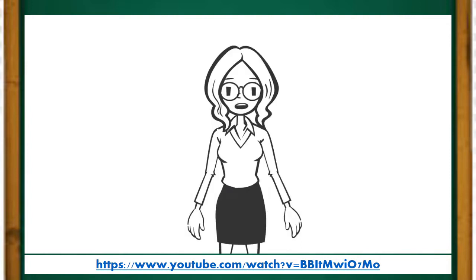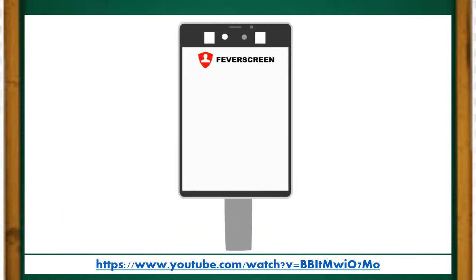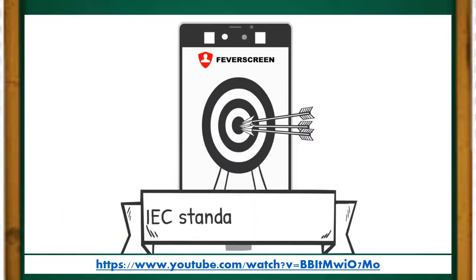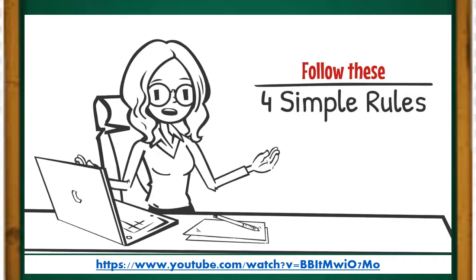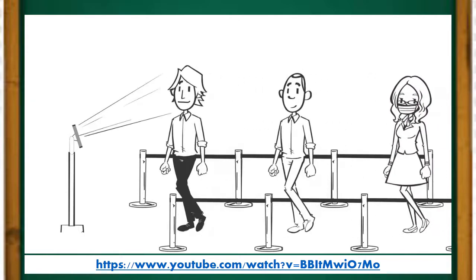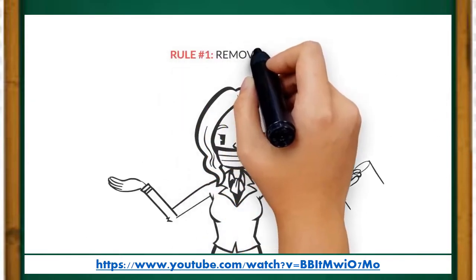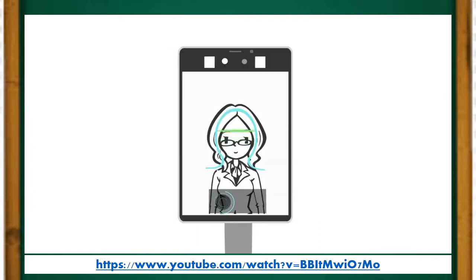As smart as FeverScreen is, it needs your help to try and get the best possible results. FeverScreen is accurate to plus or minus a half of a degree, which just happens to be the IEC world standard. By following 4 simple rules, you can help FeverScreen keep within the IEC parameters and help your organization more effectively screen for people with high temperatures. Rule number 1. Remove your glasses and facial coverings before scanning. Although FeverScreen will work with eyeglasses and facial coverings in place, accuracy can decrease if your face is covered and your inner eye is obstructed by glasses.